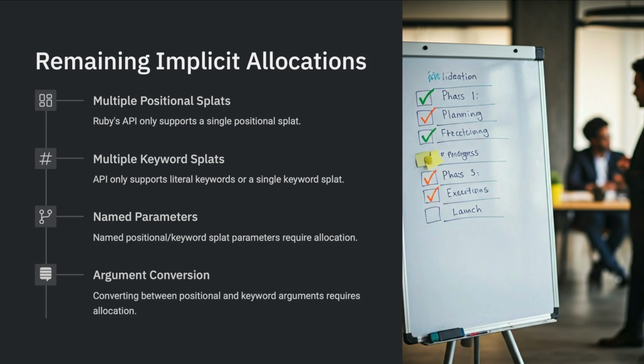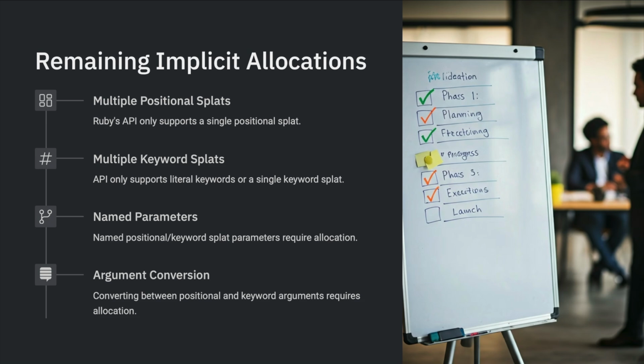And I assume it's the same logic for keyword splats in the definition. Yep, same reasoning. The method needs to allocate a hash to collect all the keyword arguments into the kwargs variable, likely unavoidable for the same reasons. Okay, and the last unavoidable callee allocation.